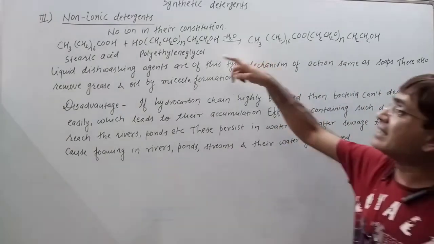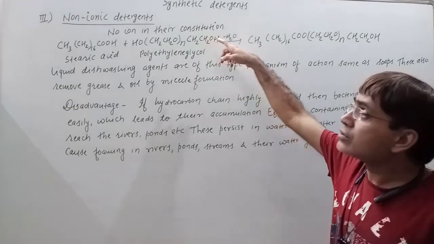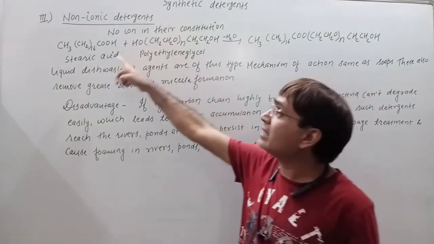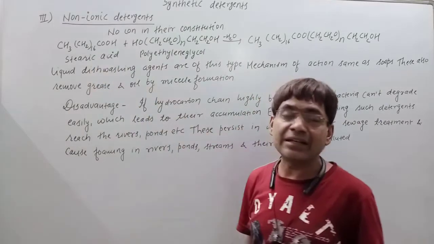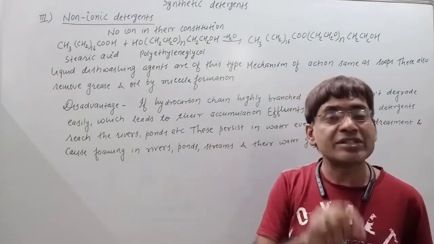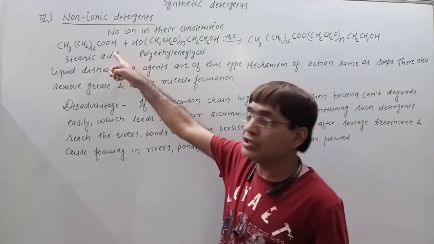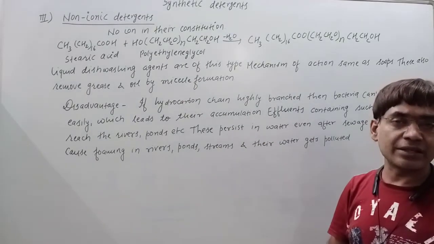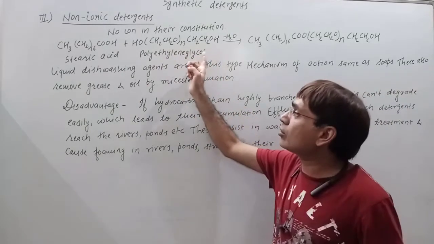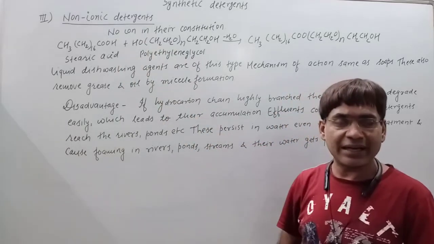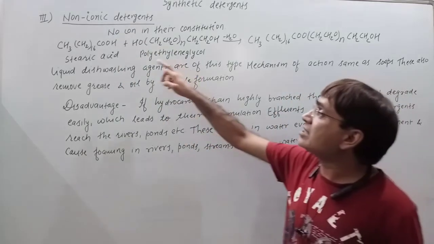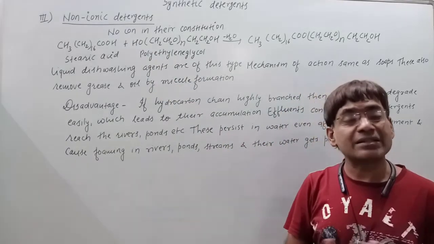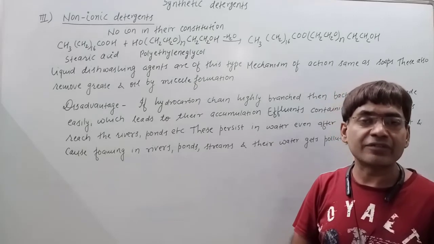Now, the example of non-ionic detergent. For manufacturing this non-ionic detergent, we take stearic acid. This contains 18 carbons in all. It contains a straight carbon chain of 17 carbons with one COOH. It is made to react with polyethylene glycol, where ethylene is CH2CH2. When stearic acid and polyethylene glycol react, it is a reaction of a carboxylic acid and an alcohol. It is nothing but an esterification reaction.